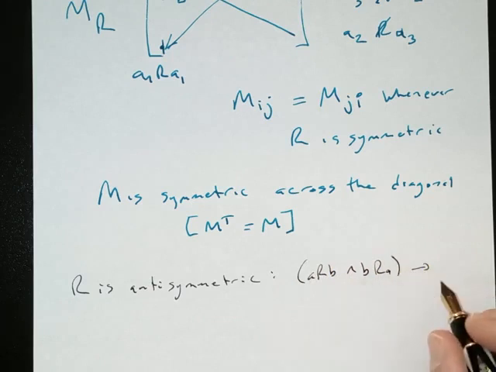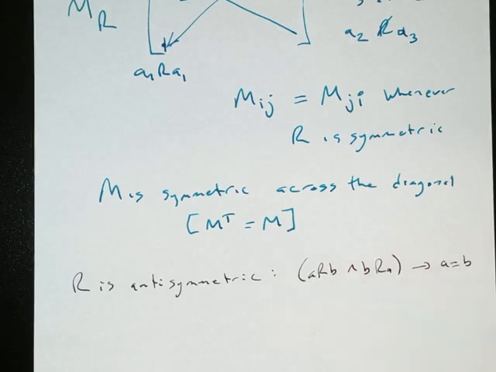If ARB and BRA then, okay, wait a second. ARB means I get a 1. Those two things are related. BRA means I get a 1. Those two things are related.